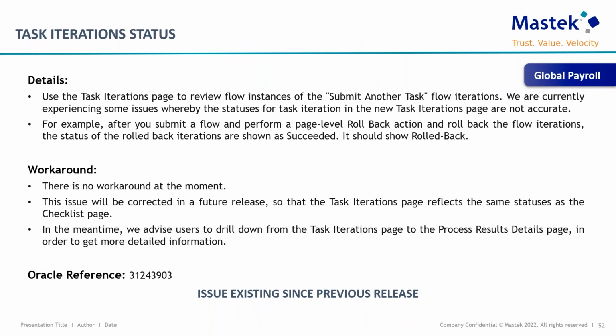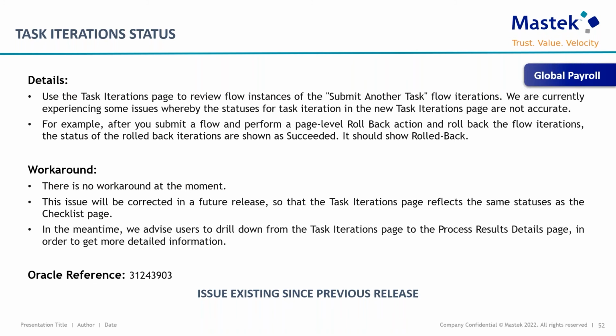Task iteration status. In payroll processes, we have multiple processes with multiple subtasks. What happens is, when you run one process and try to roll it back, internally the system will show you that yes, it is rolled back. But when you come outside, it will show you as succeeded, while it should show the rollback. This is a known issue, but there is no workaround at the moment.